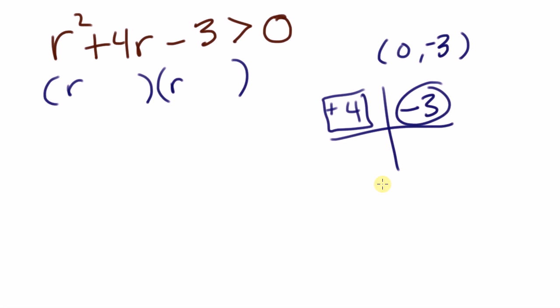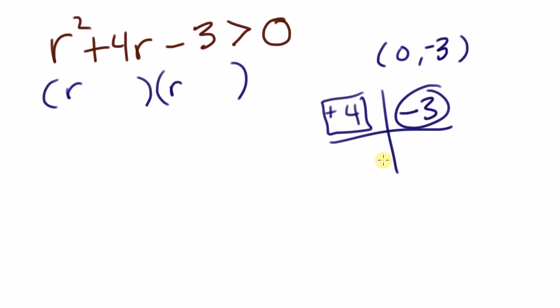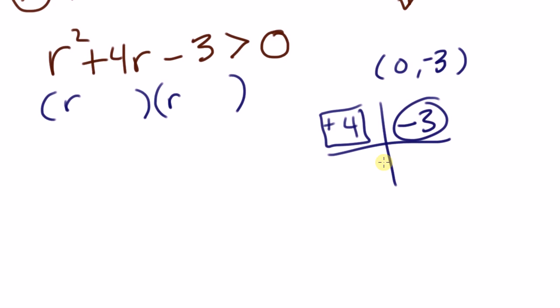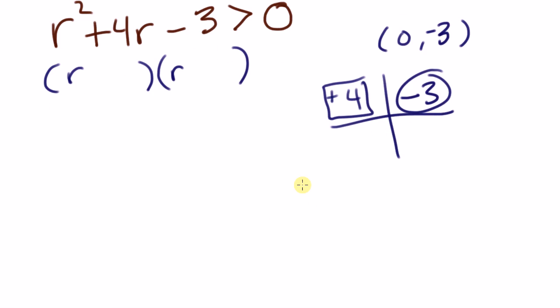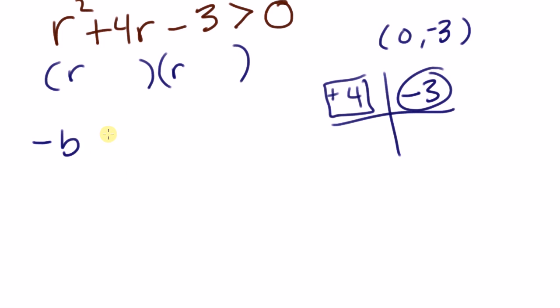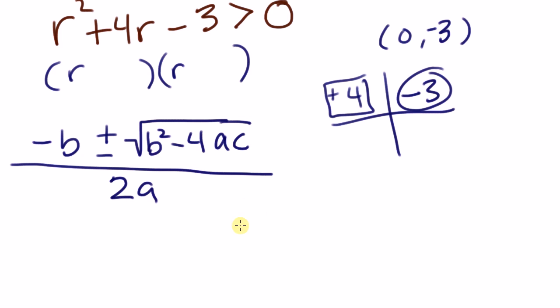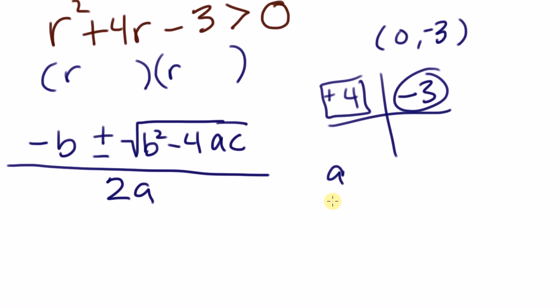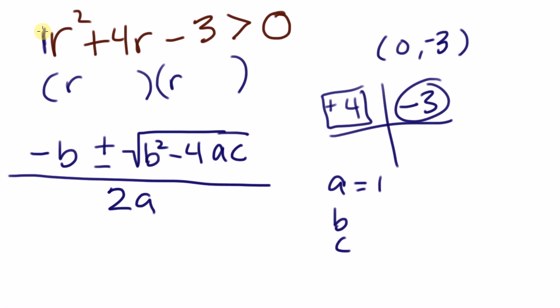So now what I'm going to do is go ahead and use the quadratic formula. So -b plus or minus the square root of b squared minus 4ac, all over 2a. Let's define my a, my b, and my c. My a is 1. That's the coefficient of the squared term. My b is going to be 4, and my constant term c is equal to -3.